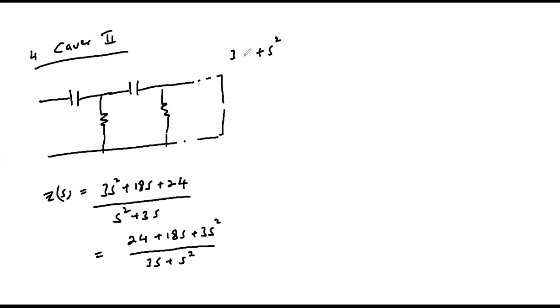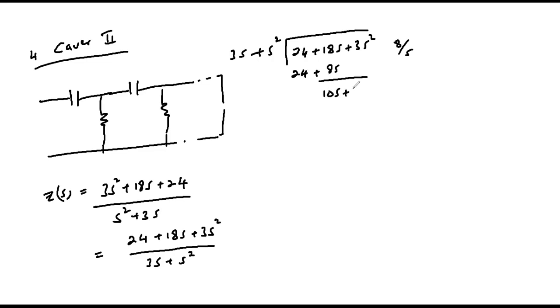So this is 3S plus S squared divided into 24 plus 18S plus 3S squared. We need 24 from 3S, and therefore we multiply this with 8 over S. So 8 over S times 3S will give us 24 plus 8S. And the difference is 10S plus 3S squared.